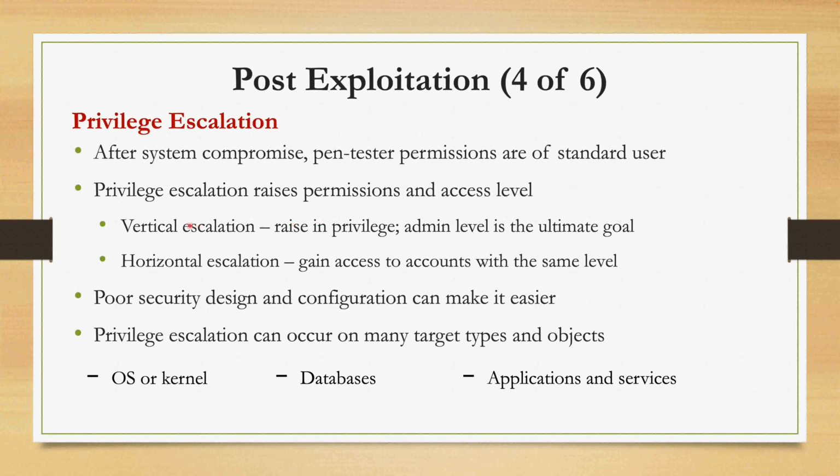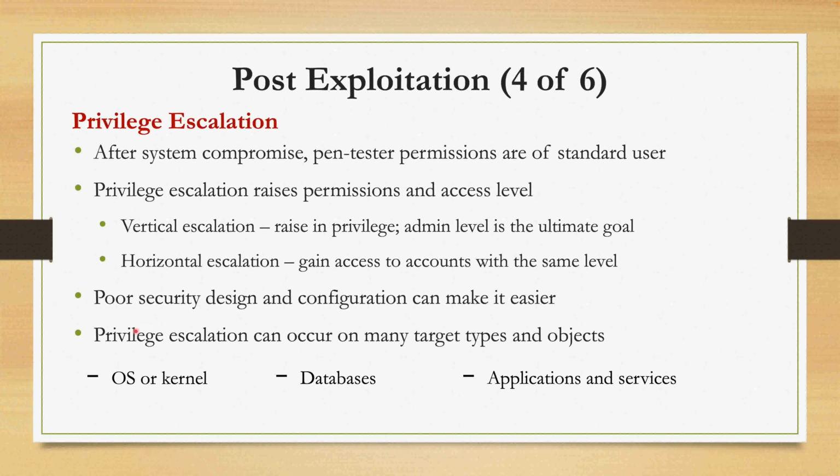Now, if you look here, we have vertical escalation and horizontal escalation. Vertical escalation involves increasing the privilege to gain administrative or root level access, for example, exploiting the OS, Unix or Linux kernel to achieve elevated permissions. Horizontal escalation involves accessing another user account or service at the same privilege level, not higher. Vertical means you go higher; horizontal means the same level.